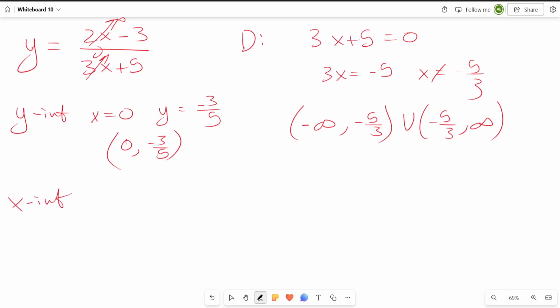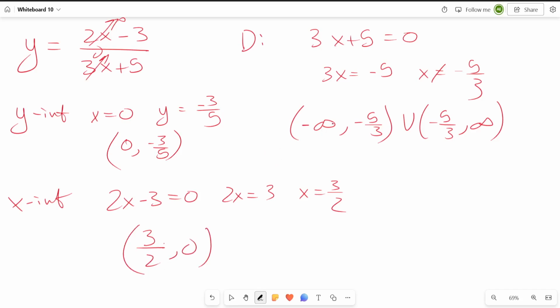The x-intercept is when setting y equals 0. So basically setting the numerator to 0. So 2x minus 3 equals 0. So 2x equals 3. So x equals 3 over 2. So my x-intercept is going to be (3 over 2, 0).